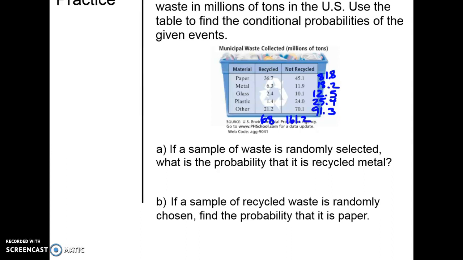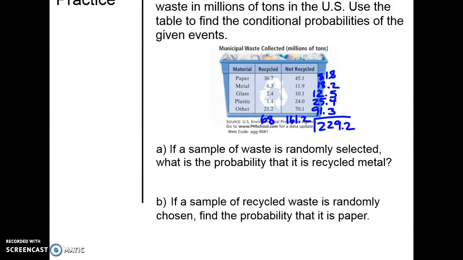So I find it easier just to have those numbers taken care of. We might not use all of the numbers, but it's just easier if they're just there. And you don't have to worry about calculating them as you go. This would come out to be a total of 229.2, and that is in millions of tons.